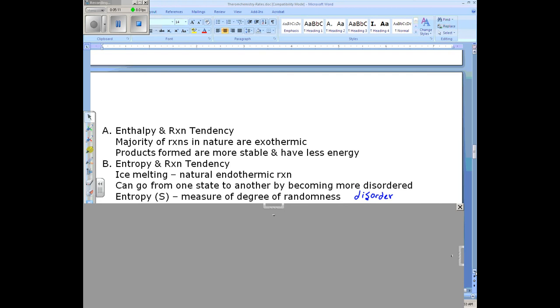Entropy is the basis for the chaos theory, and the idea in the chaos theory is that everything in the universe is going toward chaos. It is based off of this idea of entropy. And nature does prefer things to become more disordered.